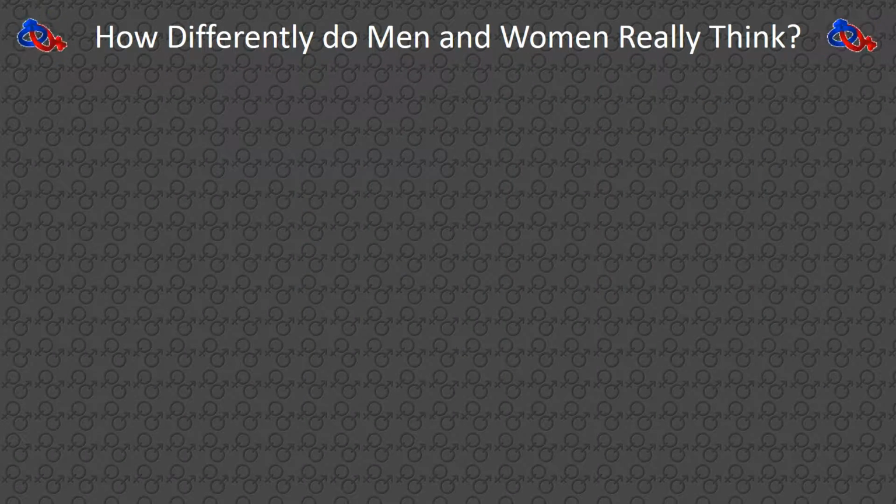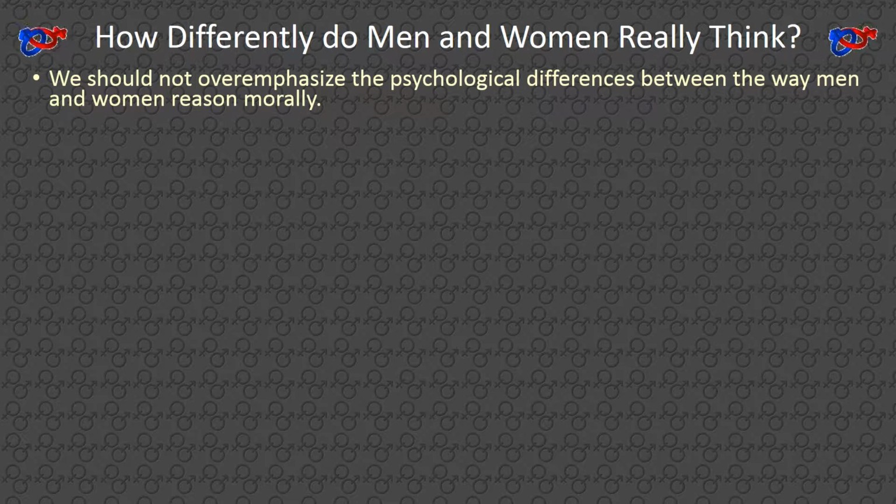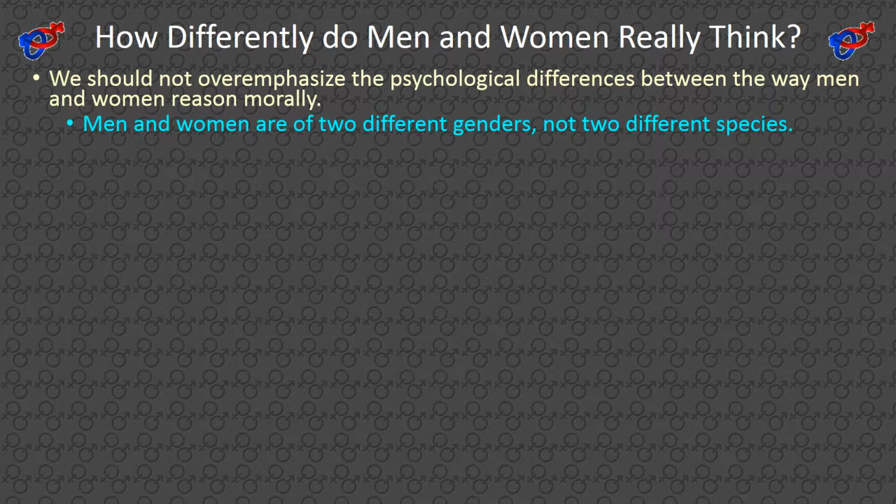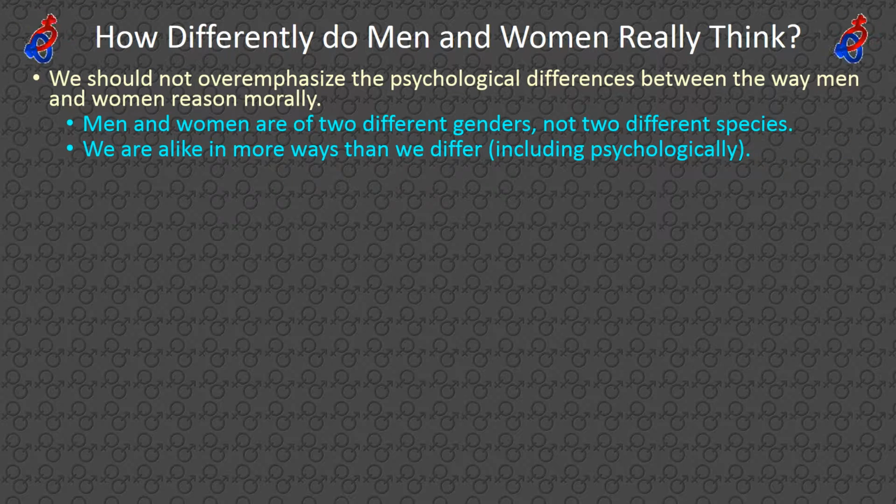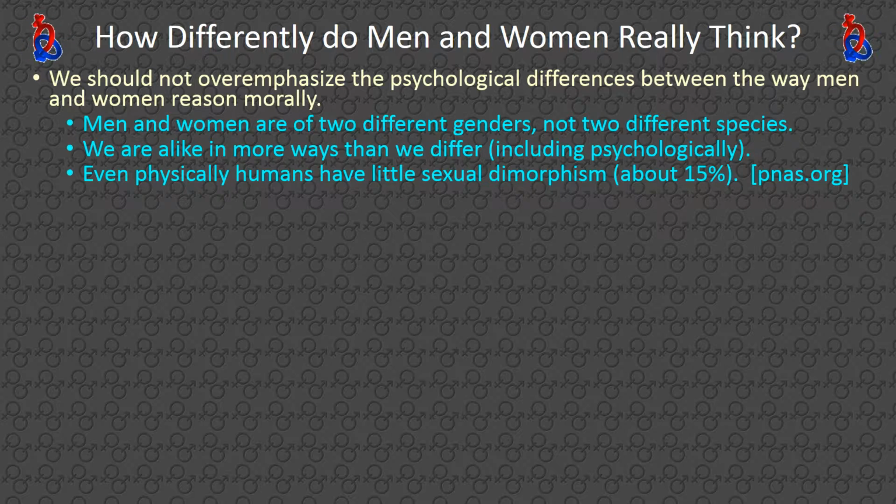How differently do men and women really think? Even if one believes that men and women differ in moral reasoning, it is important not to overemphasize the differences between men and women in this regard. Men and women are of 2 different genders, not 2 different species. We are alike in more ways than we differ. This includes psychologically and morally. Even physically, men and women have little sexual dimorphism. Sexual dimorphism refers to physical differences between the genders within a species.